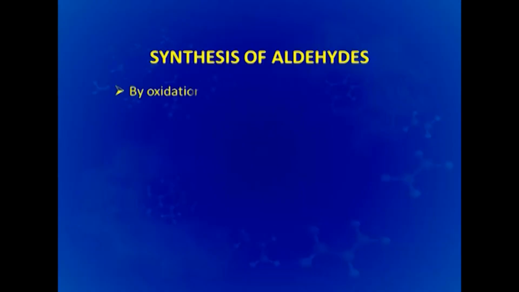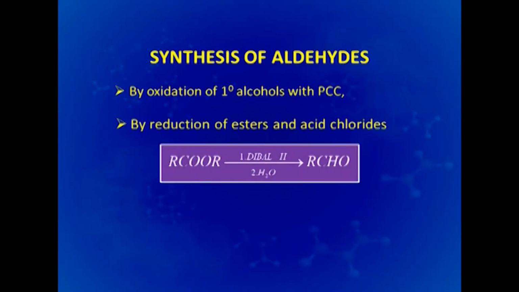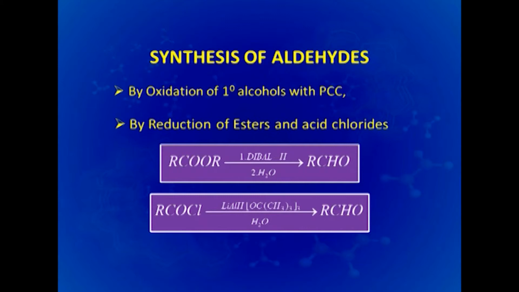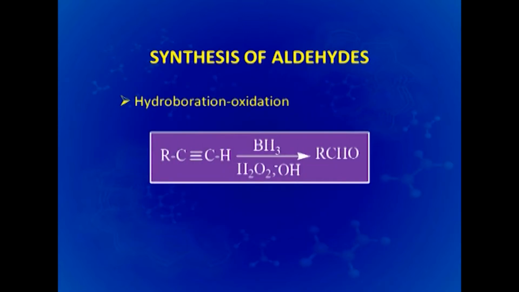These are the general methods to synthesize aldehydes. First method is oxidation of primary alcohols by using PCC. PCC is nothing but pyridinium chlorochromate. And the second method is reduction of esters and acid chlorides. Esters as well as acid chlorides are derivatives of carboxylic acids. These esters on treatment with DIBAL-H, that is diisobutyl aluminum hydride, followed by protonation, and the second one is acid chloride, treatment with lithium tri-tert-butoxy aluminum hydride, followed by water, gives the aldehydes. And the third one, as well as the most important method, is hydroboration followed by oxidation.